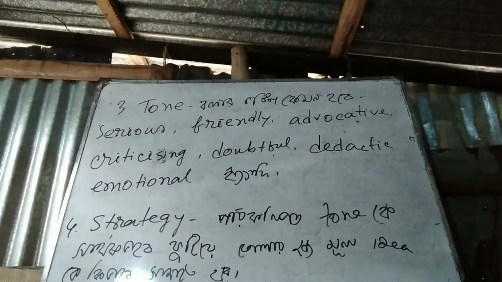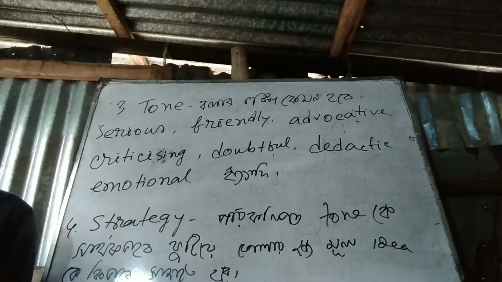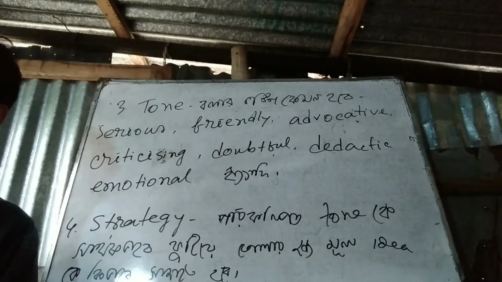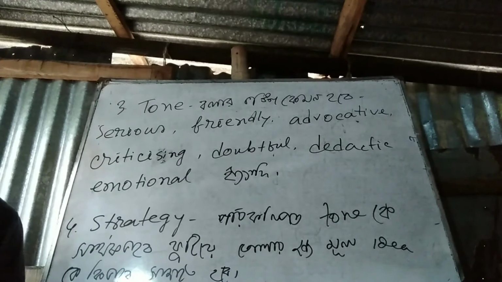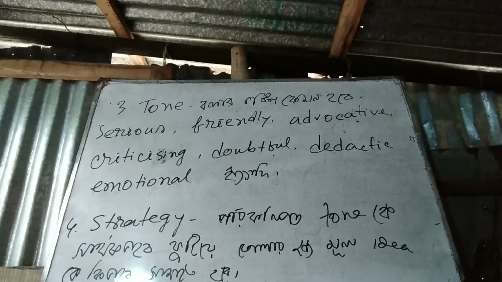Sometimes we see in our exam question paper that it is written that your paragraph should be 150 words or 100 words or 120 words. So this is size: how many words will be there in a paragraph? That is our size. And number 3 is tone.